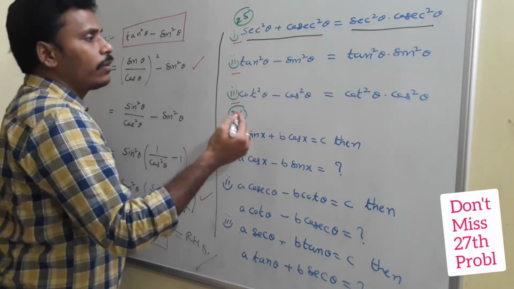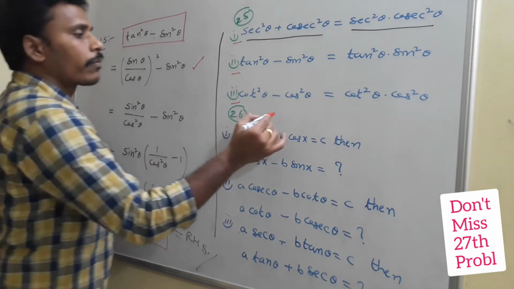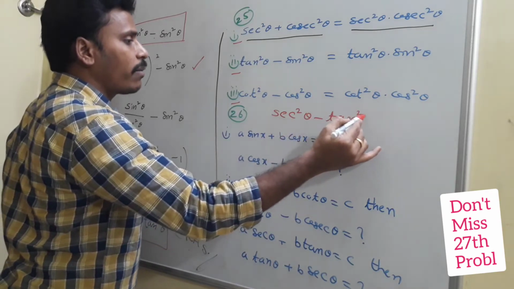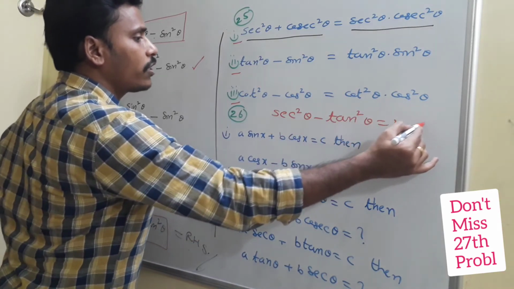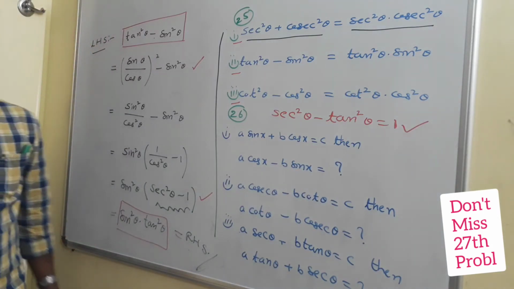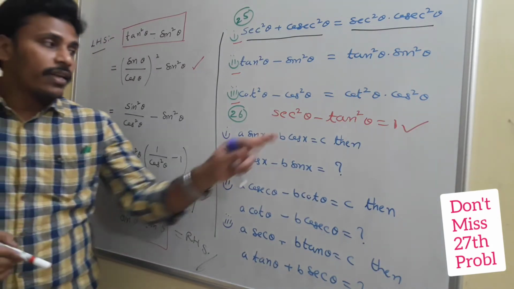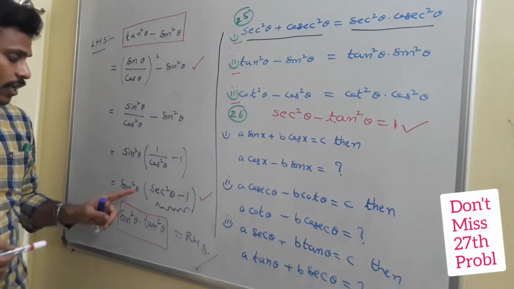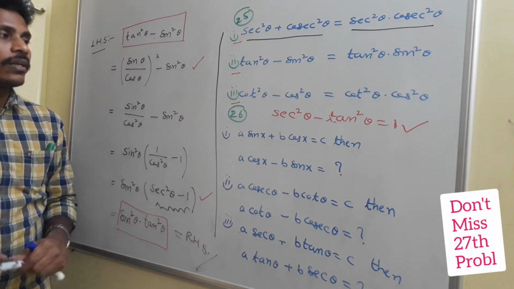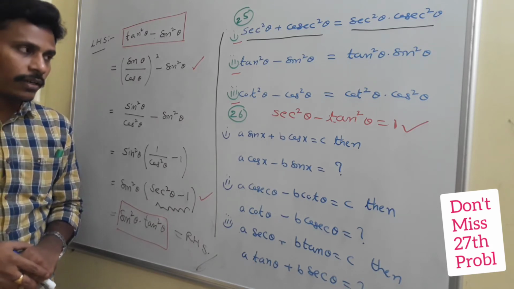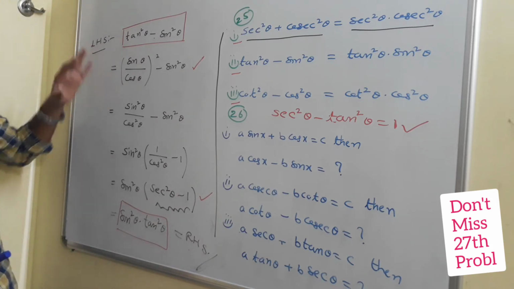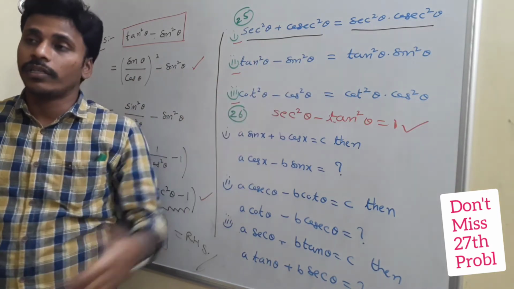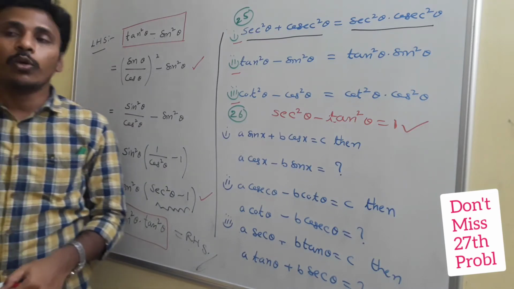We have an identity, as we discussed in the last class: secant square theta minus tan square theta is equal to 1. Since that is right, send tan square theta to that side and 1 to this side, and you will get secant square theta minus 1 is equal to tan square theta. Is it clear? So this is the way of proving the second identity, that tan square theta minus sin square theta is equal to tan square theta into sin square theta.